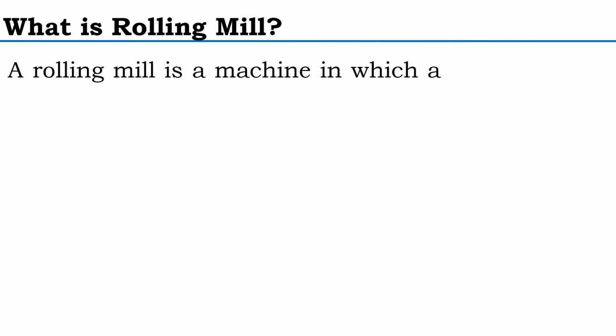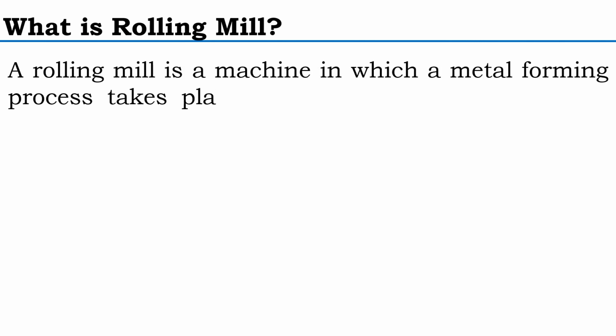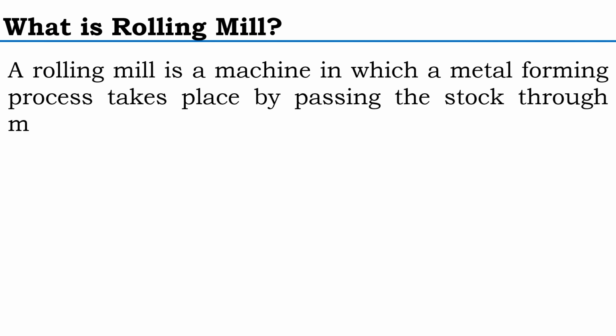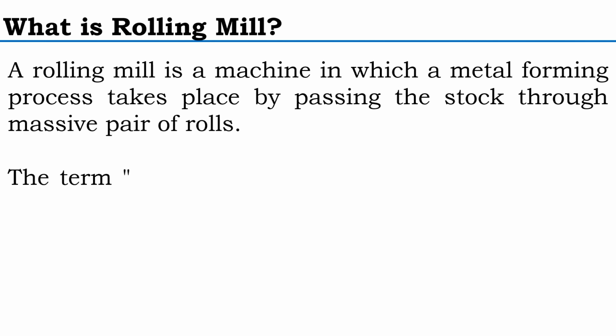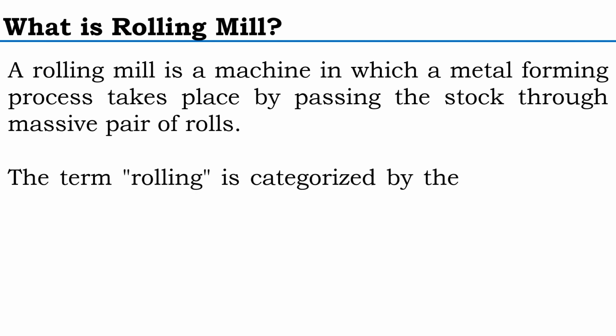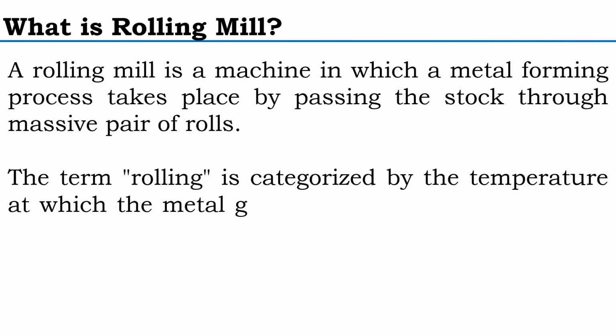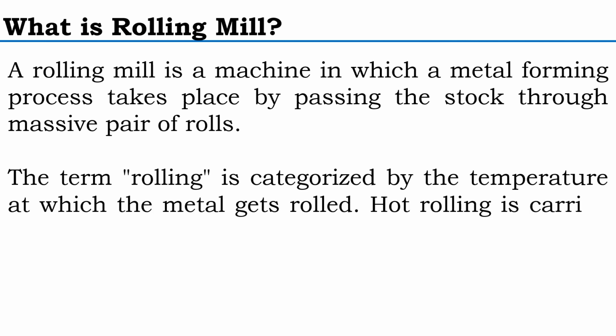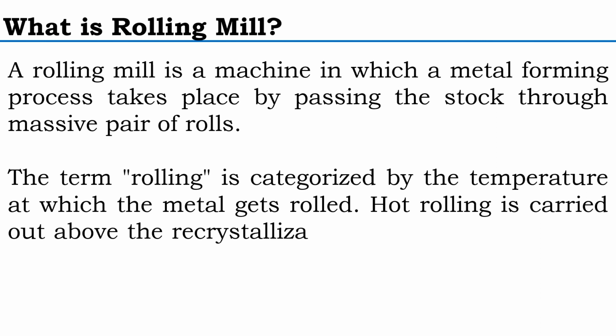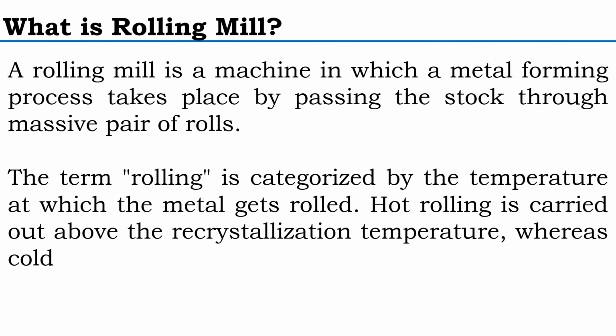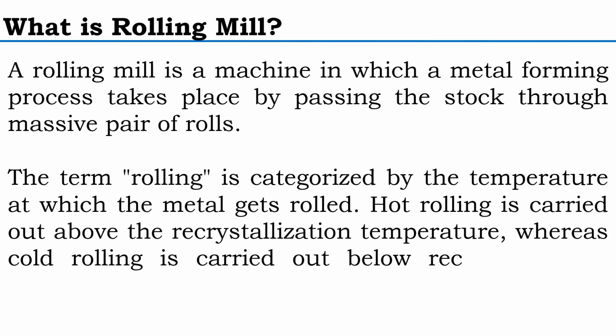What is rolling mill? A rolling mill is a machine in which a metal forming process takes place by passing the stock through a massive pair of rolls. The term rolling is categorized by the temperature at which the metal gets rolled. Hot rolling is carried out above the recrystallization temperature, whereas cold rolling is carried out below recrystallization temperature.